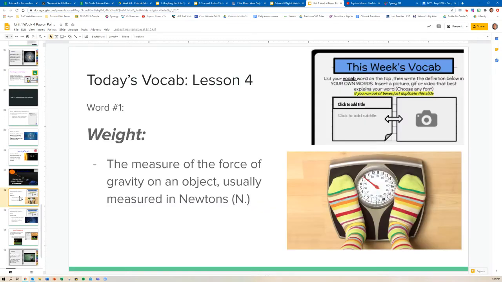Okay. You had two vocab words today, guys. The first vocab word is weight. Okay. And this is a measure of the force of gravity on an object, usually measured in newtons. The greater amount of gravitational force acting on an object, the heavier it is. Okay. The more mass it takes up, the more space it takes up, usually the greater its weight is.